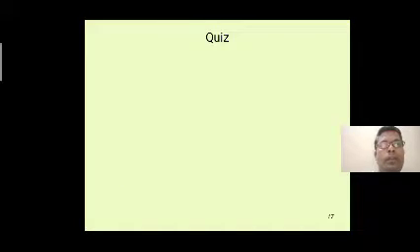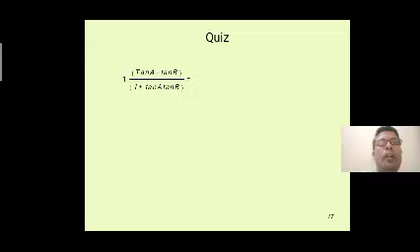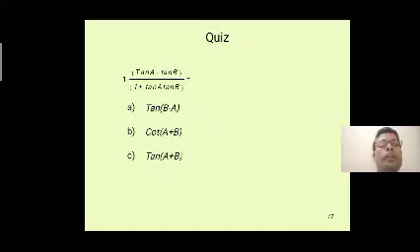Now we go to the quiz. The first question: (tan a minus tan b) divided by (1 plus tan a into tan b) equals what? Options: tan of (b minus a), cot of (a plus b), tan of (a plus b), tan of (a minus b). What is the answer? Tan of (a minus b).